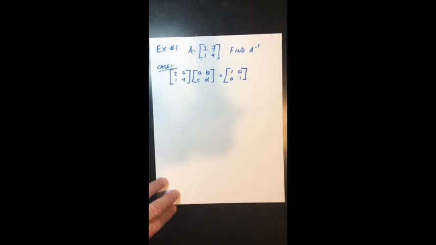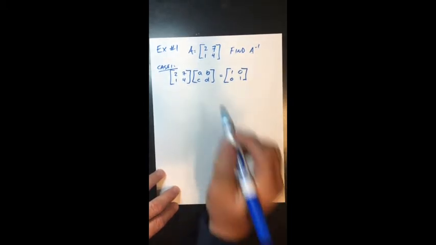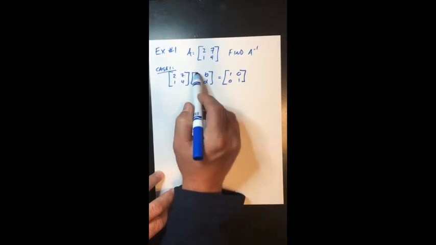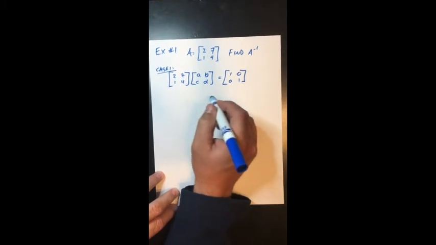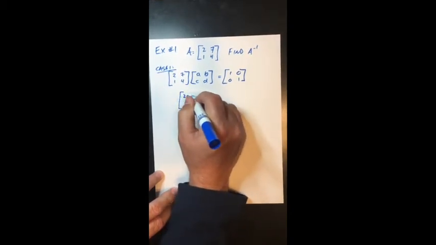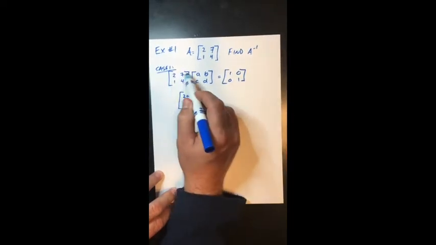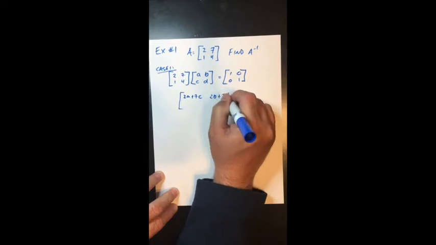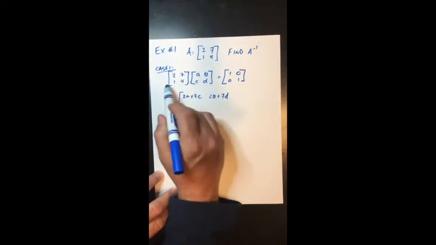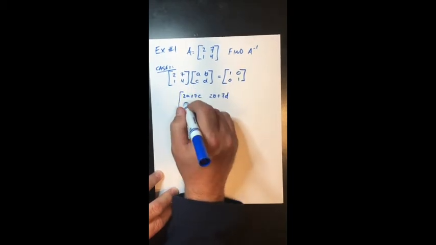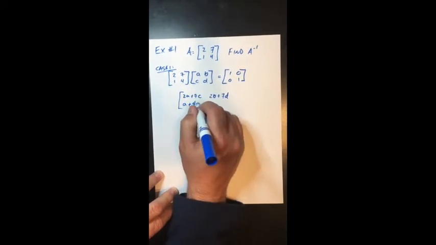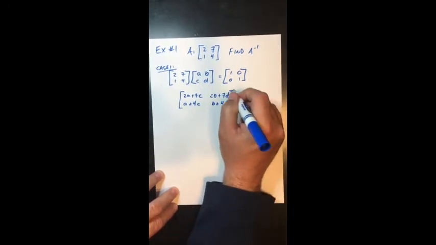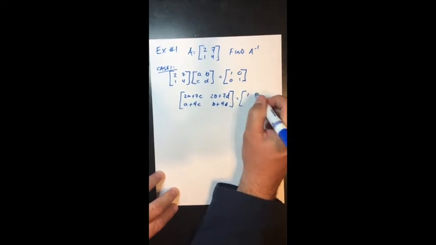Using the definition of matrix multiplication, we would multiply the first row times the first column, so 2a plus 7c. Then the first row in the second column, so that would be 2b plus 7d. Then the bottom row, 1, 4, times the first column, so it would be a plus 4c, and then b plus 4d. And that should equal 1, 0, 0, 1.